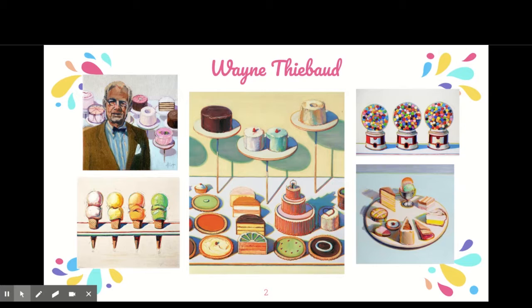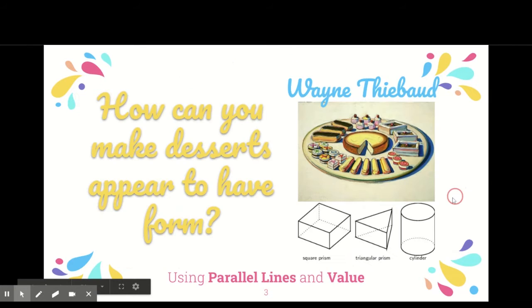So we're going to talk about how does he make these realistic? What does he do to make them look like that? And how can we be inspired by that to make our own realistic looking desserts? So, the way that he makes them look realistic is he creates form. Form means it looks 3D.